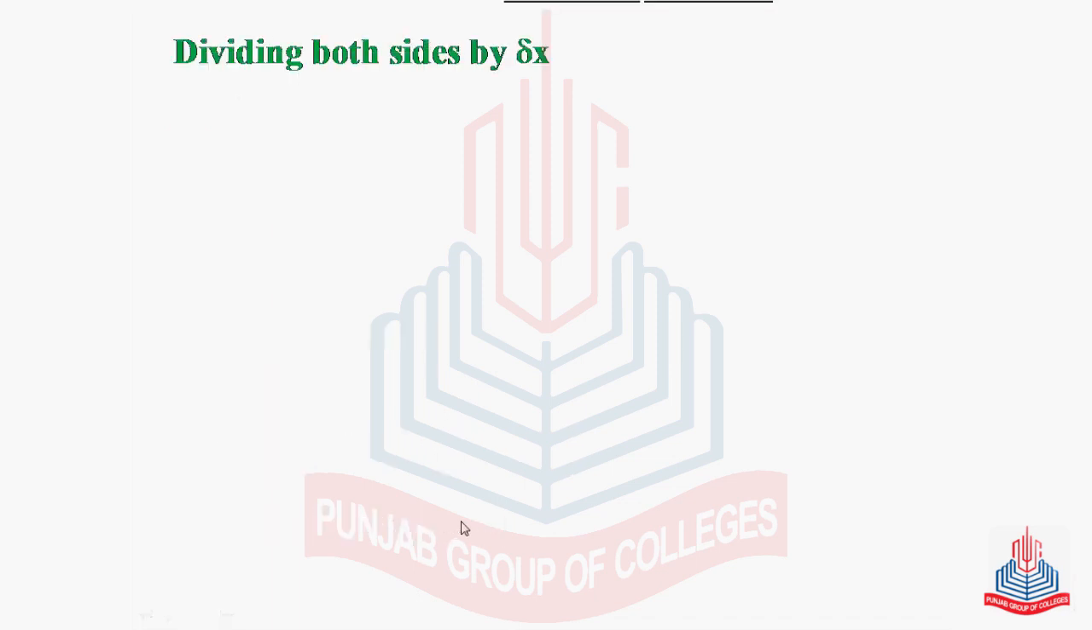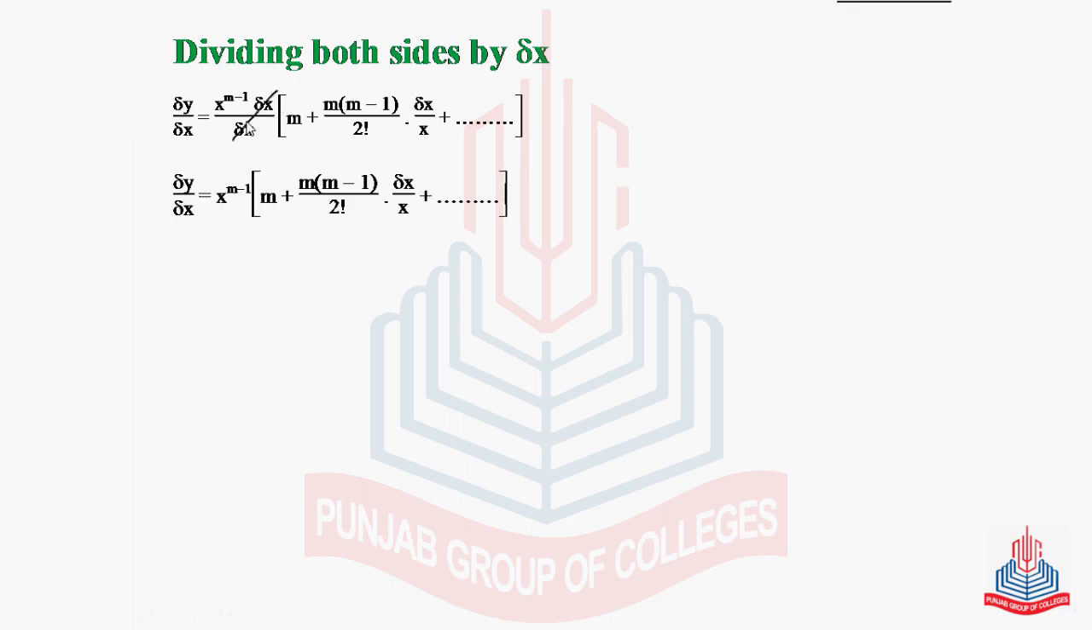Dividing both sides by delta x, we have delta y by delta x is equal to x raised to the power m minus 1 delta x over x. This bracket portion will remain same. Now delta x over delta x will be cancelled out. We have only delta y by delta x is equal to x raised to the power m minus 1 into m plus m minus 1 over 2 factorial delta x over x plus and so on.